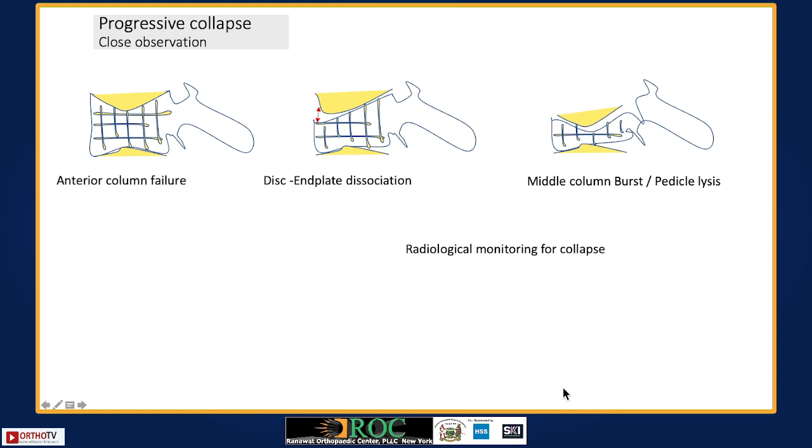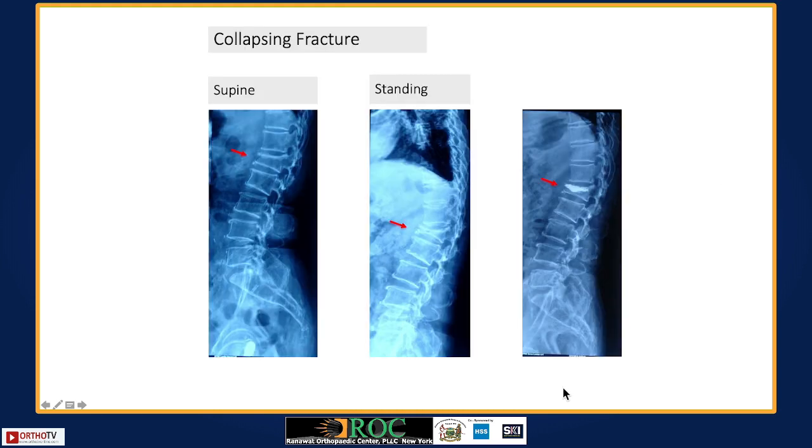There's a progressive collapse in the anterior column, which then extends to the middle column and then to the posterior column in osteoporotic fractures. And like Gautam showed, there is always an end plate dissociation which disrupts the nourishment that is coming through the end plates into the disc. So, like I had highlighted, it is very important that you monitor all osteoporotic fractures very carefully to union, because they always tend to subside.